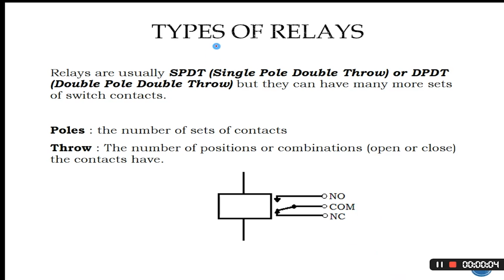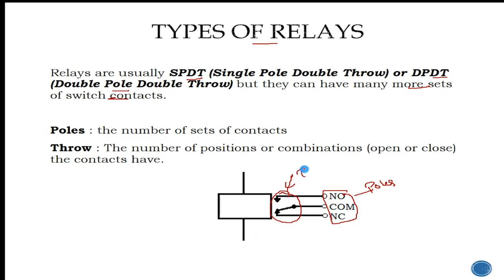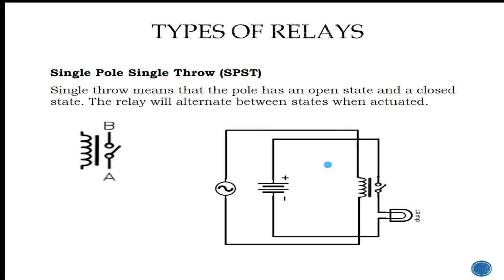Next, let's see the different types of relays. Relays are usually SPDT or DPDT, single pole double throw or double pole double throw, but they can have many more sets of switch contacts. The number of contacts is called pole, and the number of positions or combinations of the contacts is called throw. Let's see the different types of relay.